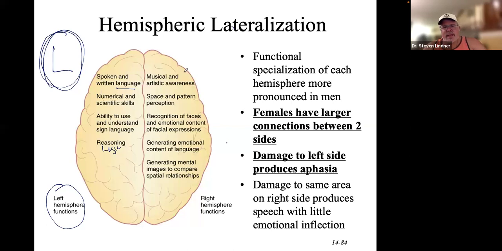Whereas the right side is more artistic awareness, more like musical talents, and being able to determine if this shirt goes with these pants, if this tie goes with the shirt. Should I put the couch on this wall? Should I put this picture over there? That type of spatial pattern awareness and perception is right brain.